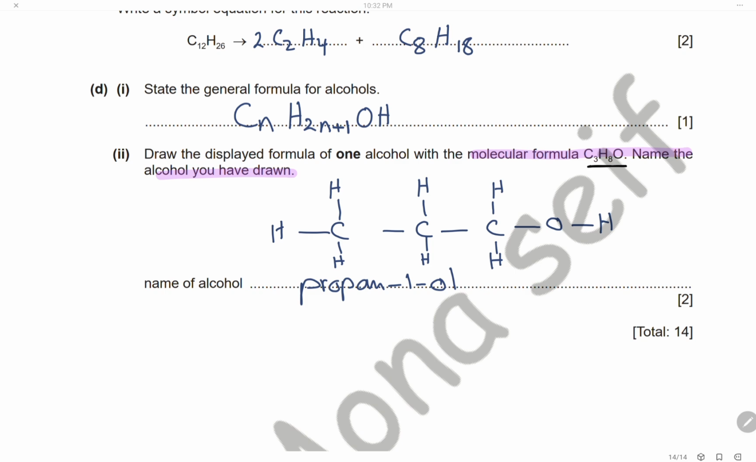Of course, we will draw an alcohol with 3 carbons. Here is carbon number 1, carbon number 2, and carbon number 3. So the 3 carbons will have 7 hydrogens and 1 OH group. So now we have 8 hydrogens and 1 oxygen. We can put the OH group, which is the functional group of alcohols, on carbon number 1 or on carbon number 2. So we can draw either propan-1-ol or propan-2-ol. Both are correct.